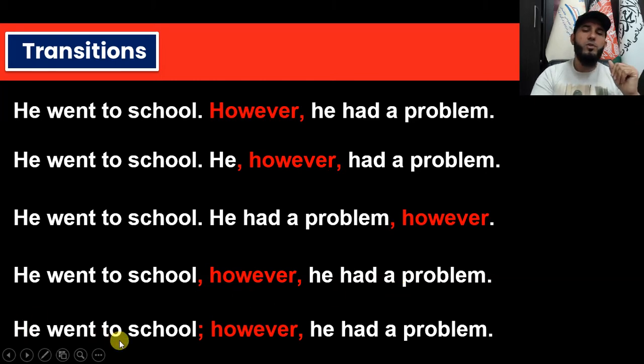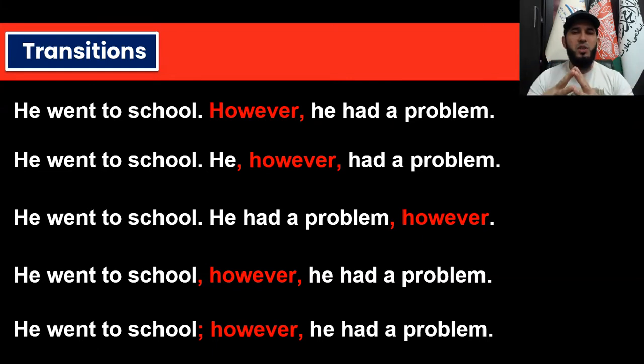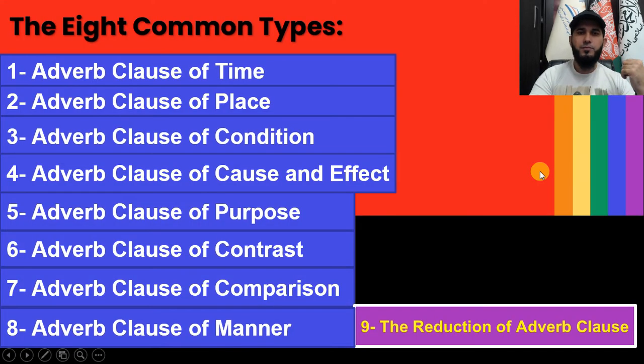And finally, he went to school, semicolon. Instead of a comma, semicolon. But still, you don't have to capitalize the transitional word after the semicolon, then another comma after the transitional word, and then the rest of the clause. So he went to school, however, he had a problem. So now I said there are 5 ways to use all transitional words in the English language in written English. I hope you learned this point. I mean, the positions of transitional words.